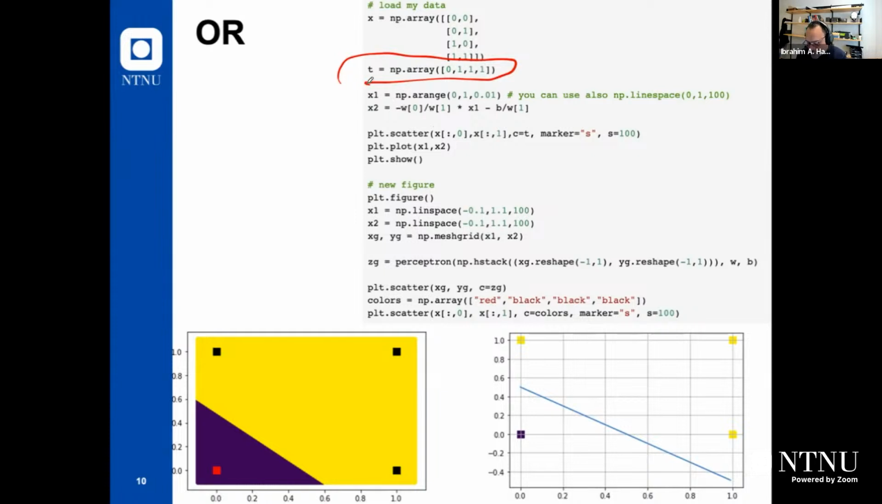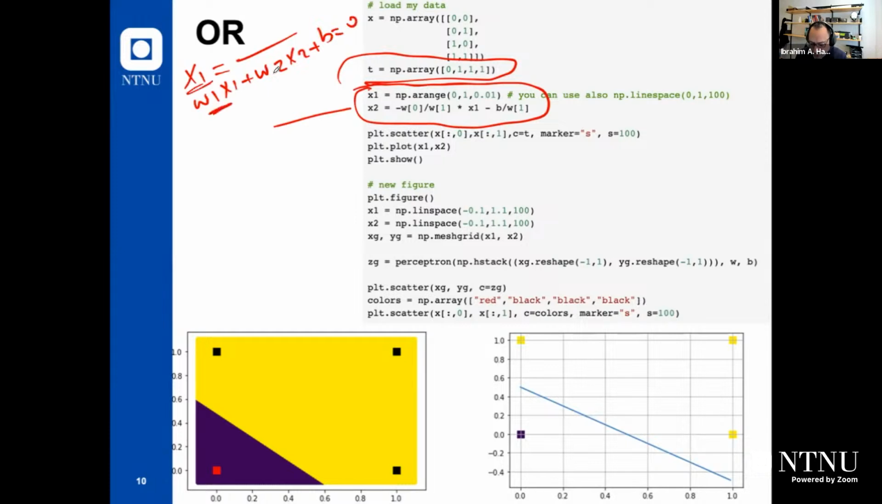I just want to explain this equation for you. This is my decision line. You just need to find values for x1. Once you have values for x1, you can substitute them into the decision line to get x2. The decision line is omega 1 x1 plus omega 2 x2 plus b equals 0. So if you assume values for x1, we can get x2.